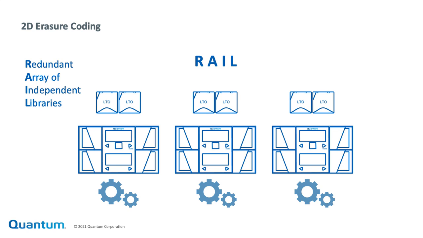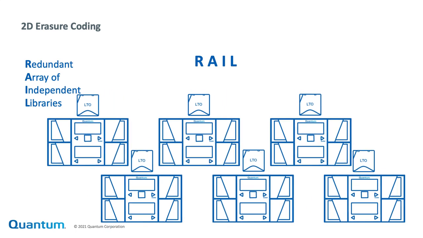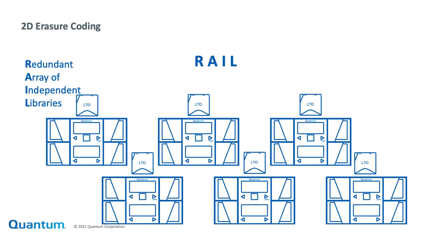The number of libraries participating in the RAIL is not fixed. Additional libraries can be added as you grow, and as you add libraries, the net result is higher durability and higher performance.